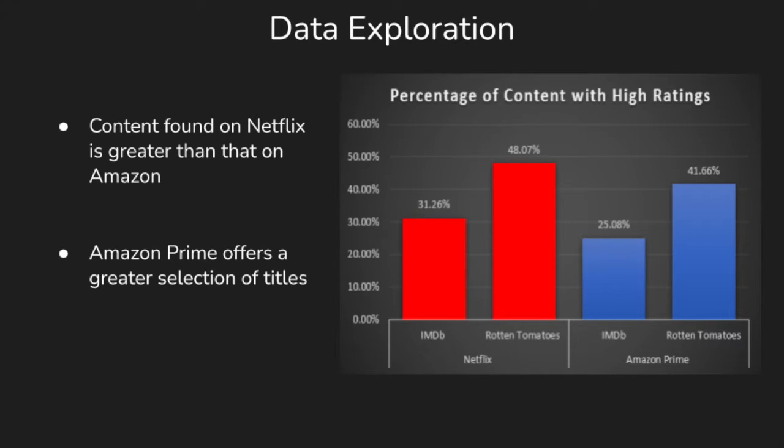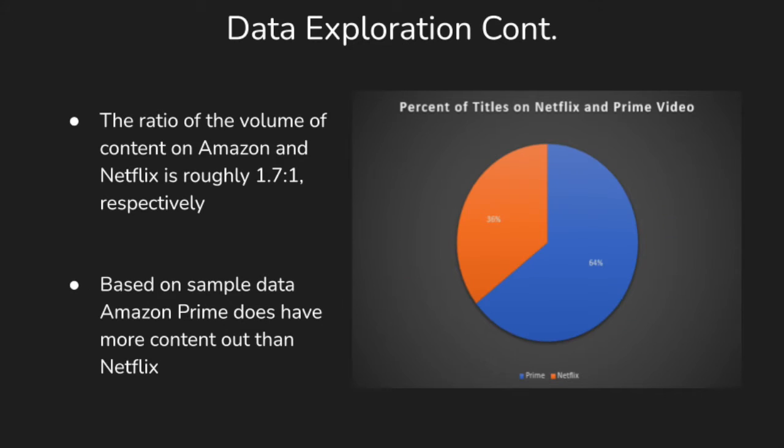This bar graph shows the percentage of content with high ratings between Netflix and Amazon Prime. From the linear regression model, we assume that the platform with a larger distribution of high IMDb scores will also have a larger distribution of high Rotten Tomatoes ratings, which is verified in the bar graph. Another key difference between Netflix and Amazon is that Amazon actually offers significantly more content than Netflix. Specifically, our data suggests a 1.7 to 1 ratio.